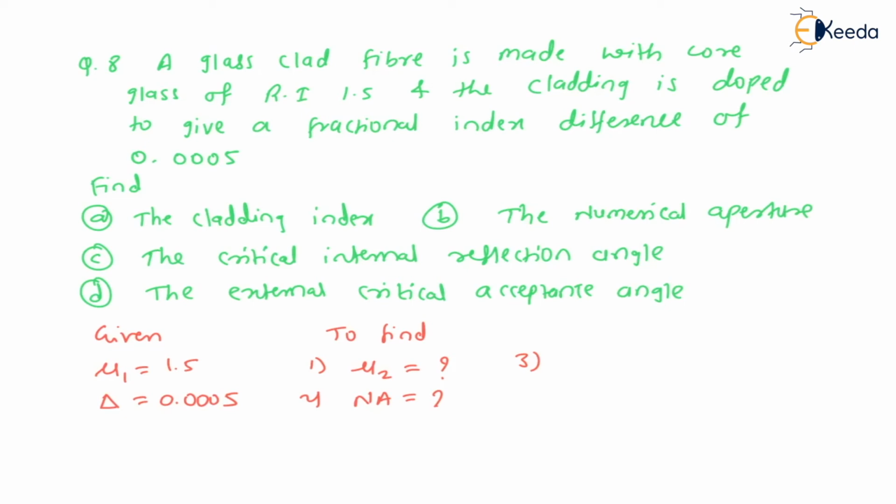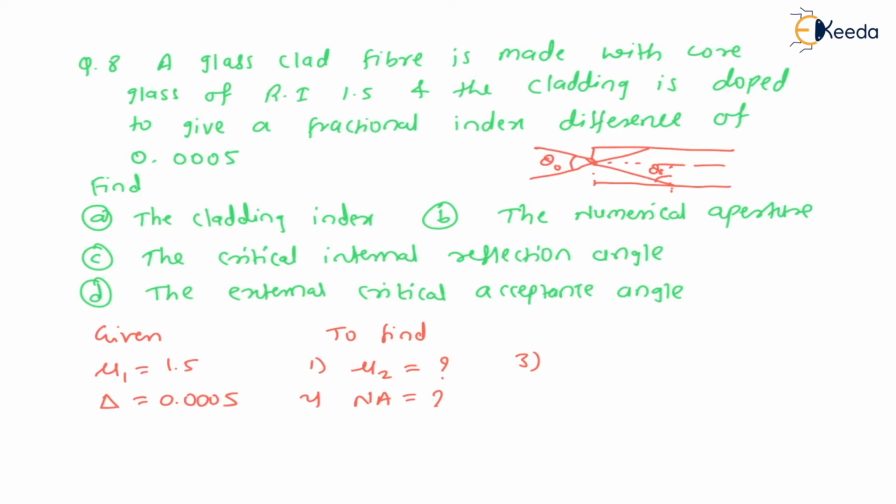Then the third quantity is the critical internal reflection angle. If you recall the working of the step index fiber, when we explained the concept of the cone, it was like this. Suppose this is the axis, and these are the rays. This is the acceptance angle, theta naught, and they have mentioned the critical internal reflection angle. That means this angle, the reflection angle, and we know it has to be greater than theta c, the critical angle. So in short, we have to find out the value of the critical angle.